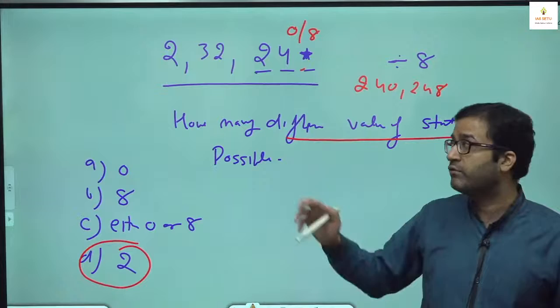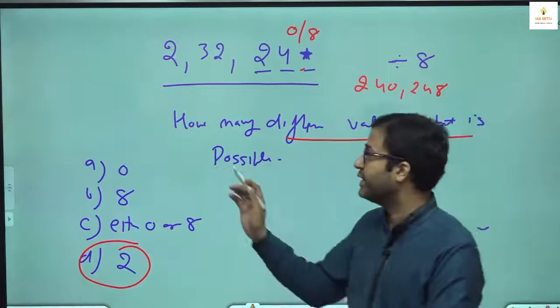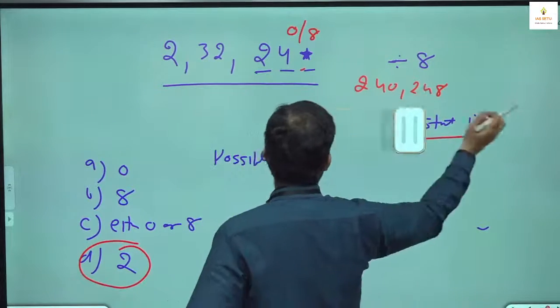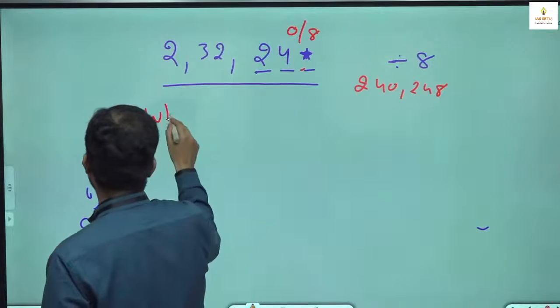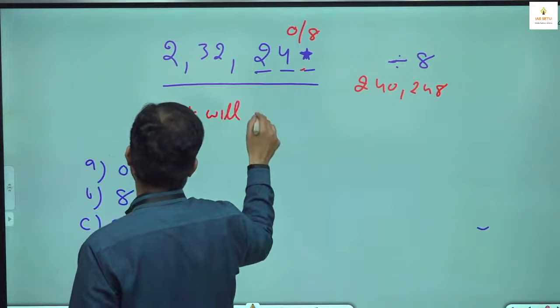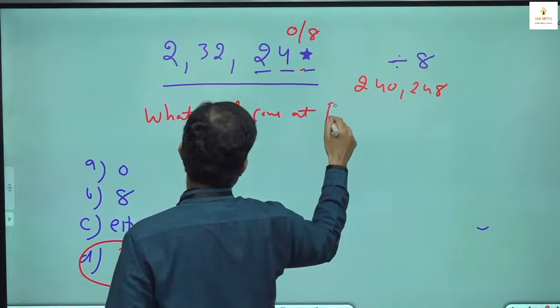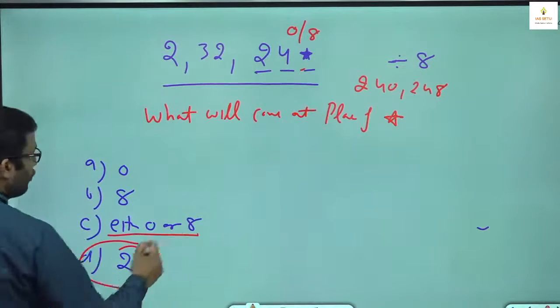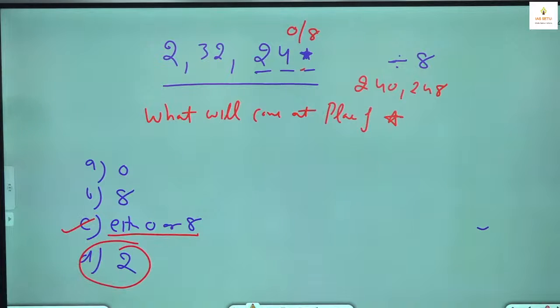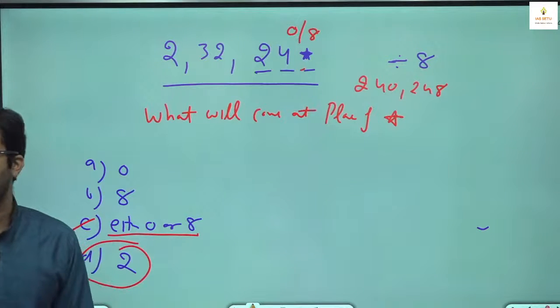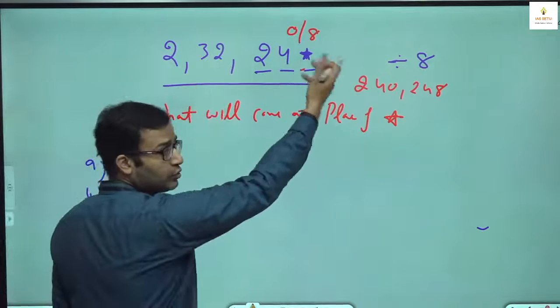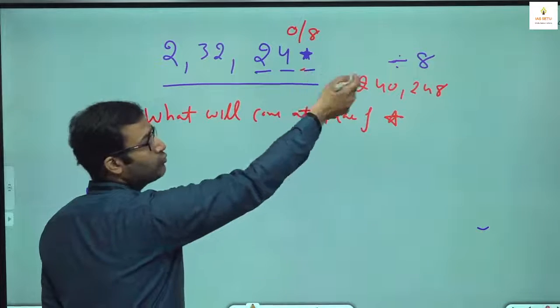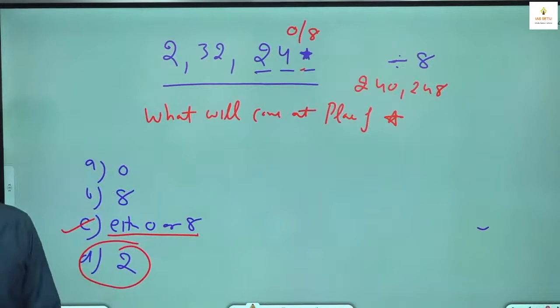हाँ, अगर मैं पूछता what will come at place of star, अगर यही क्वेश्चन होता what will come at place of star, then answer will become either 0 or 8. स्टार की जगह पे या तो आप 0 डाल सकते हैं, then it becomes 240 so that it is divisible by 8, or it is 248. In both cases it is divisible by 8.